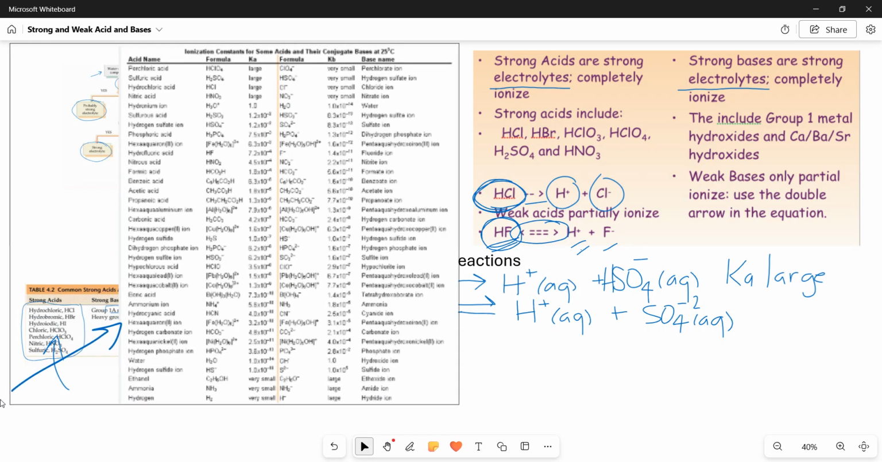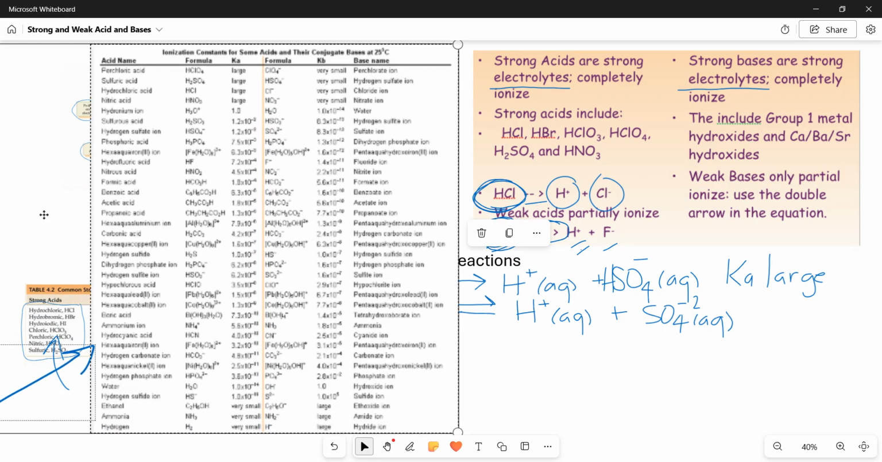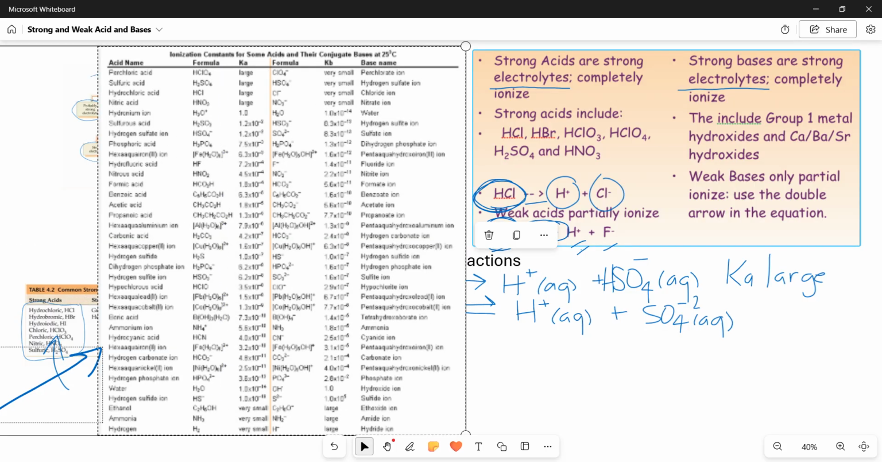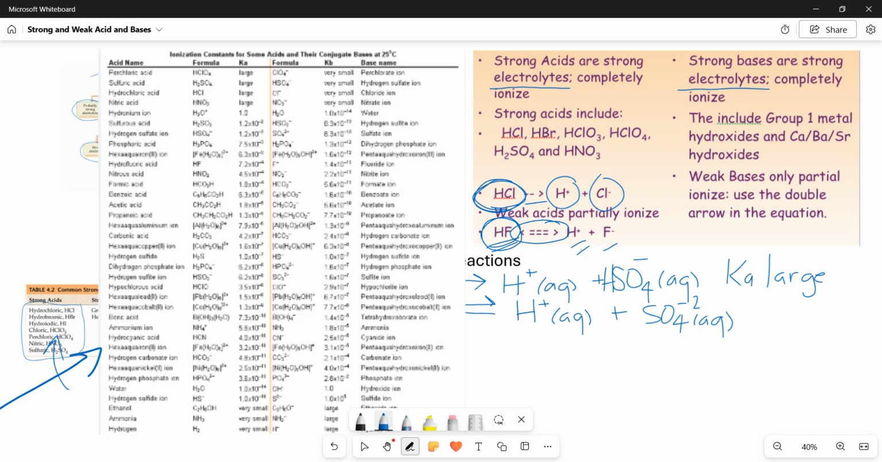So if we open this up a little bit more, sulfuric acid is right here on this chart. Sulfuric acid is right here, and you can see the Ka is large, meaning it completely dissociates. But if we come down just to here, this is the second molecule, the hydrogen sulfate ion. It has a Ka of 1.2 times 10 to the minus third.